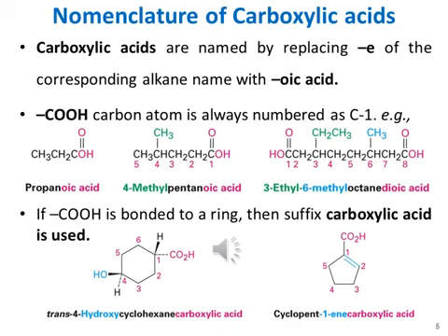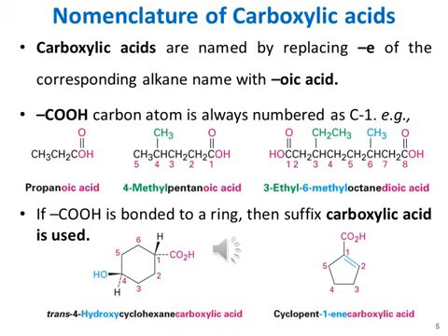Similarly, I have shown 2 examples of cyclic carboxylic acids. In the case of a cyclic carboxylic acid, where the carboxylic functional group is bonded to a ring, the suffix carboxylic acid is used. For example, in the first example on the left side, you may see trans 4-hydroxy cyclohexane carboxylic acid, and on the right side I have shown a cyclic carboxylic acid that has a double bond. The location of the double bond is on carbon number 1, and also the carboxylic functional group is present on carbon number 1. So the example is cyclopent-1-ene carboxylic acid.